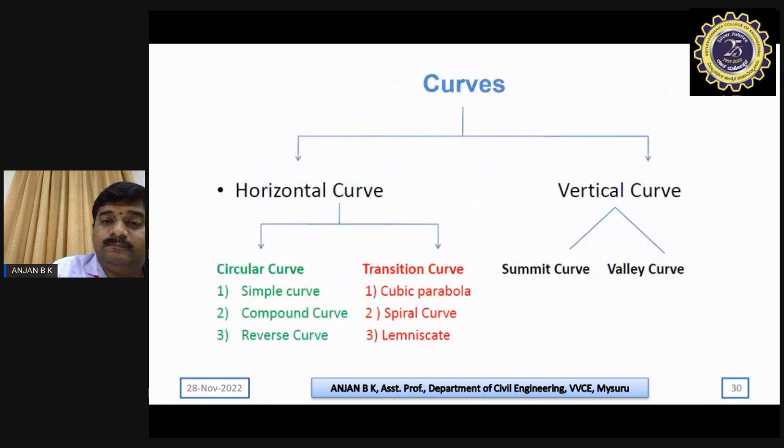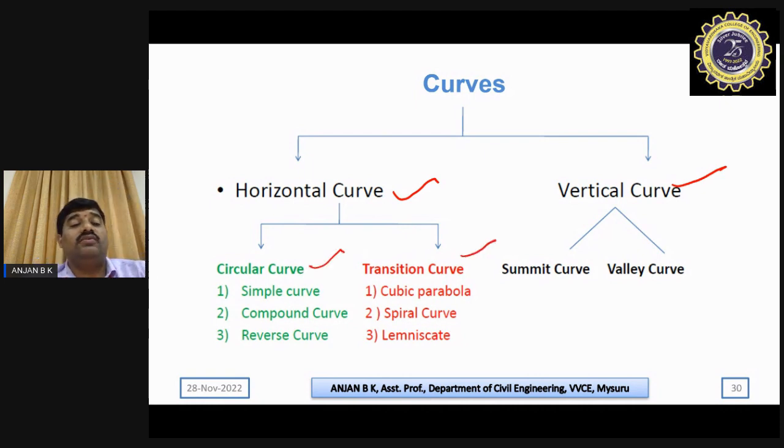So the next topic is curves. We have two types of curves: horizontal and vertical. In horizontal curves, we have a circular curve and a transition curve. In a circular curve we have a uniform radius. In a transition curve, the radius varies from point to point. So this is a smooth curve, you can say.